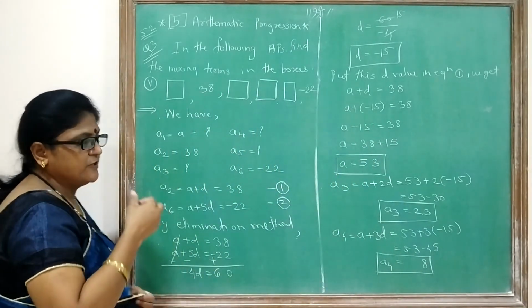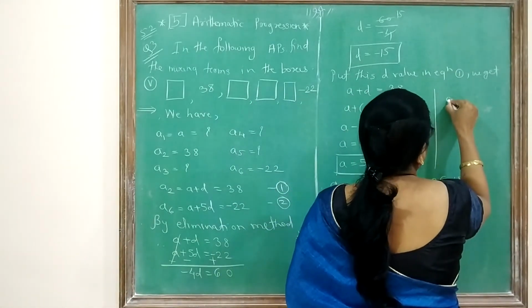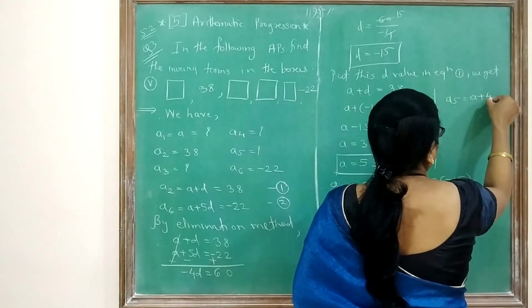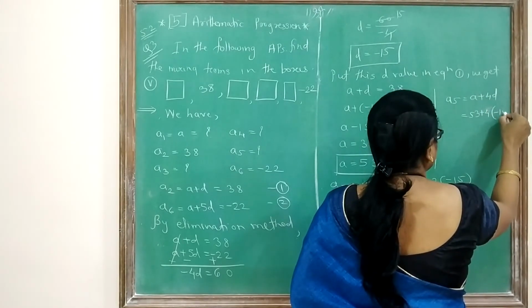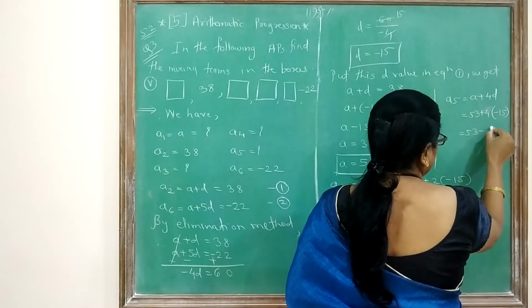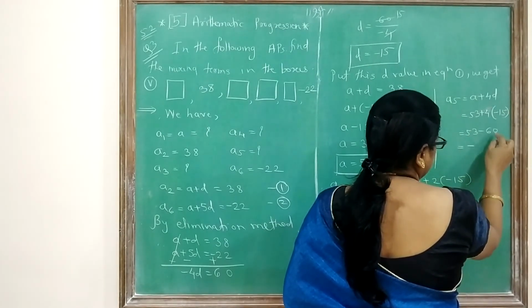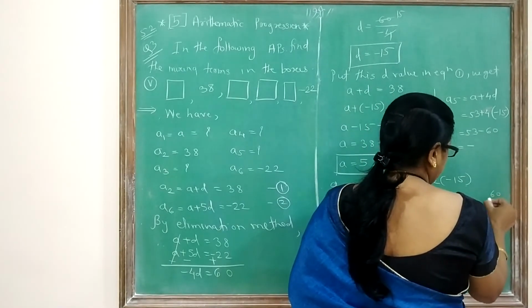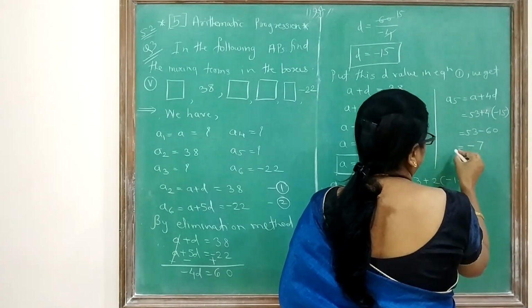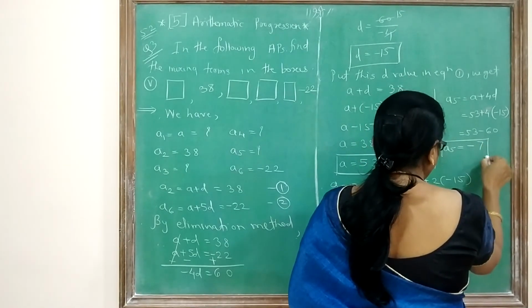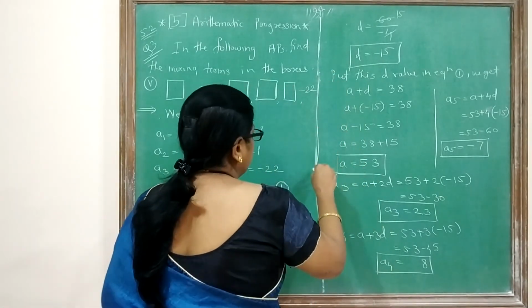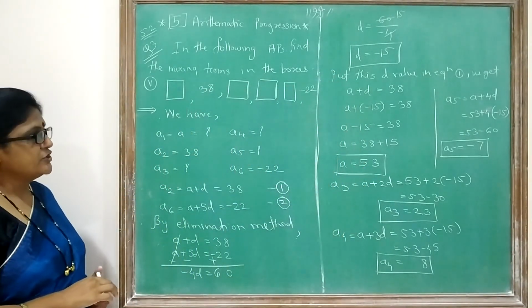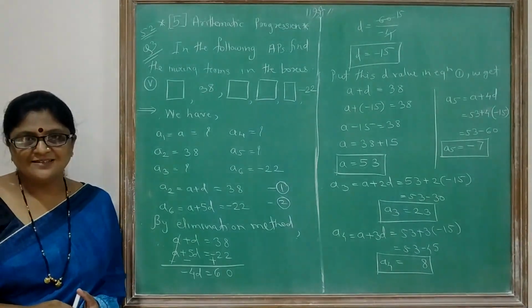Then find your last value, A5. A5 is A plus 4D. What is the A value? 53 plus 4 into D, which is minus 15. That is 53 minus 15 4s are 60. Then 60 minus 53, that is minus 7. This is your A5 value. Then 53, 23, 8 and minus 7. Here your question is completed, and the rest we will see in the next lecture.